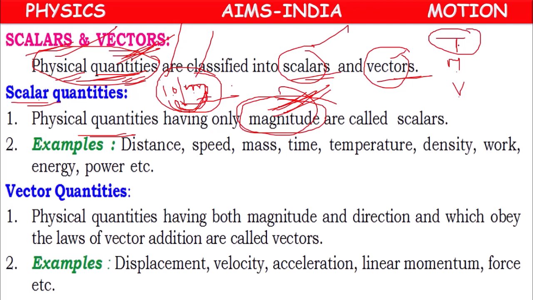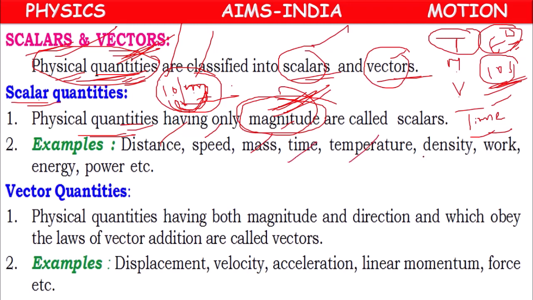Suppose you want to measure temperature, or you want to measure time. For measuring time, we can tell 10 seconds. This is enough. No need for 10 seconds towards east or 10 seconds towards west. No need of direction for describing the quantity time. So they have only magnitude, like distance, speed, mass, time, temperature, density, work, energy, power. These are all quantities which have only value or magnitude.